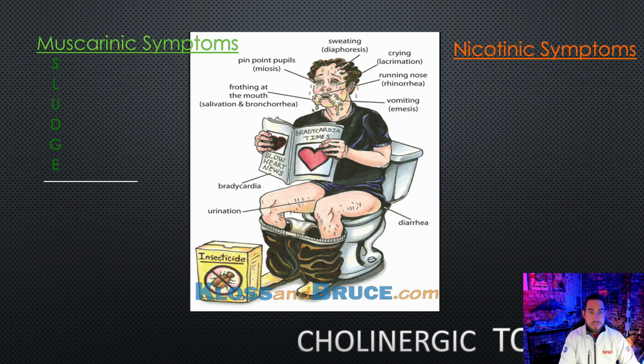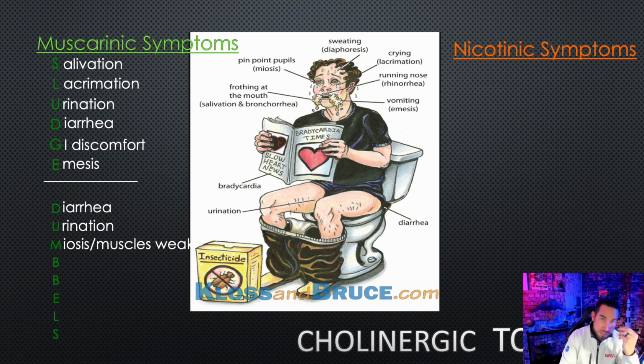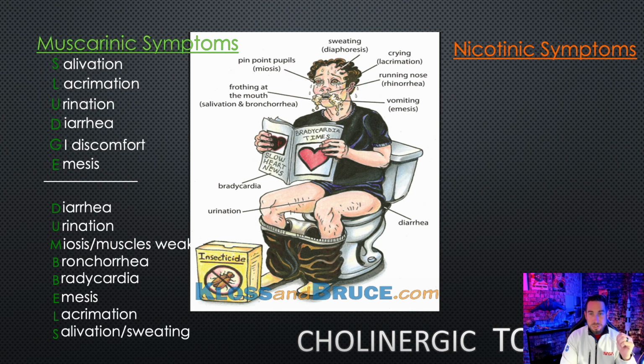If that happens, then pilots, in this case, that are exposed to it can experience their cholinergic toxidrome. So you have your classic SLUDGE muscarinic symptoms of salivation, lacrimation, urination, diarrhea, GI discomfort, and emesis. Or DUMBBELS is another mnemonic that's used: diarrhea, urination, miosis. So remember, miosis, your pupils get tiny. Mydriasis is where they get big. So the M in this case is miosis or muscle weakness. Bronchorrhea, bradycardia, emesis, lacrimation, and salivation.